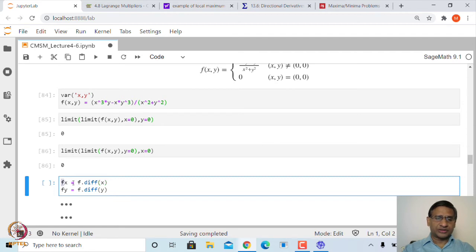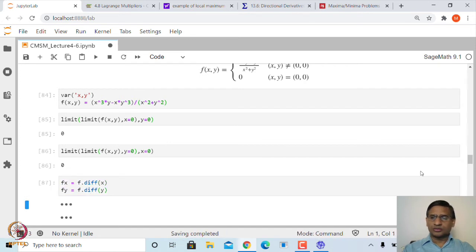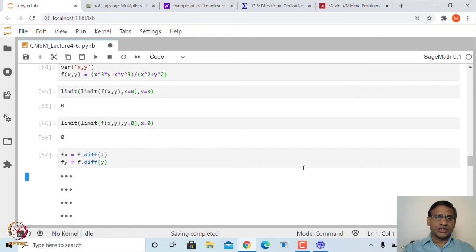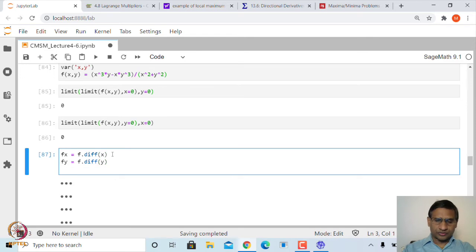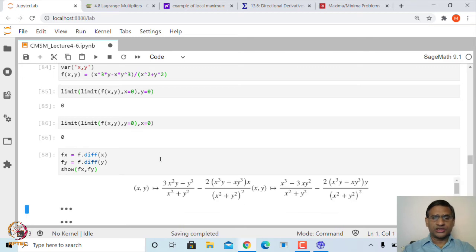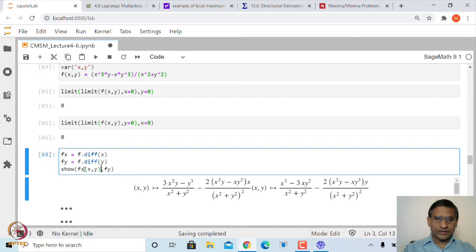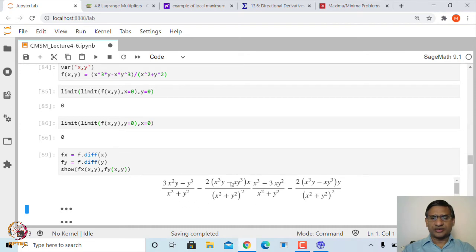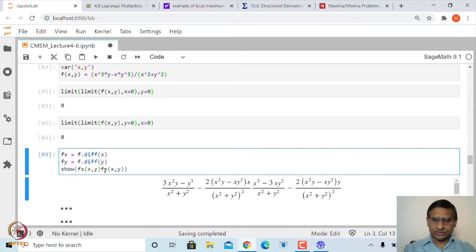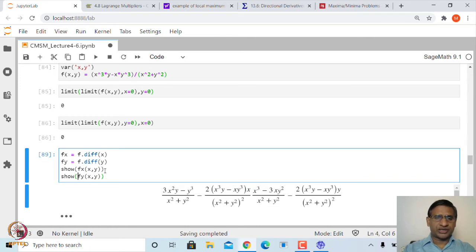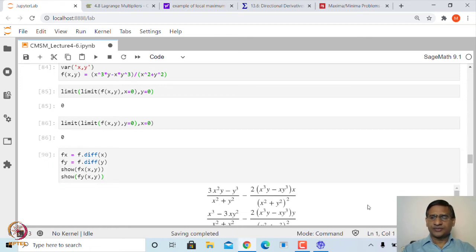So that's the first order partial derivative of f with respect to x. Similarly, this is the first order partial derivative of f with respect to y. These are functions of x and y. Suppose we say show fx comma fy. So these are the functions, at any point x comma y. Let me show the two different things separately. These are the two partial derivatives.